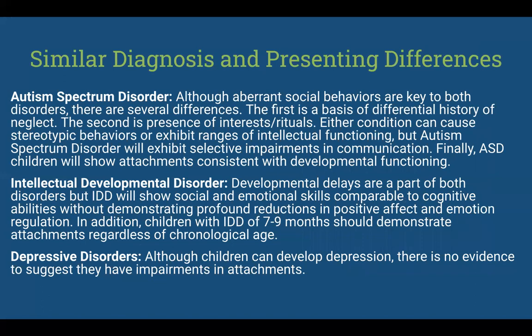Intellectual developmental disorders is another commonly mistaken diagnosis because of the developmental delays, but is different because they show attachment at a 6 to 9-month-old level. Children can develop depression, but there is no current evidence that depression can or does cause attachment issues.